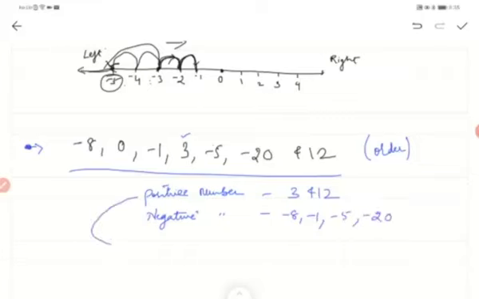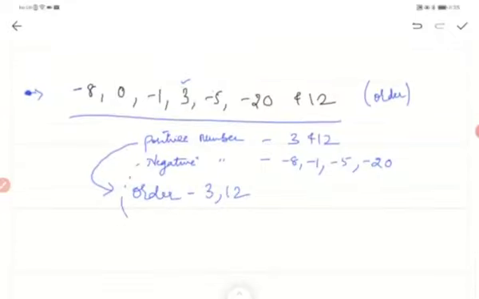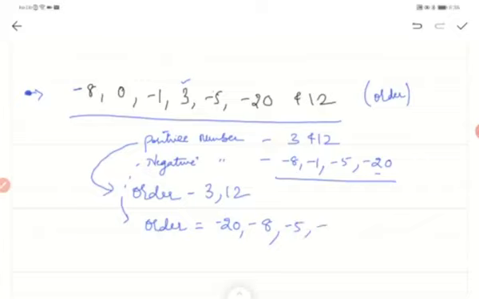Now let's order the positive numbers first. Either you arrange them in ascending or descending, so let's arrange them in ascending order. Ascending is from small to big, right? So our order will be 3, 12. The order for your negative numbers, from small to big: -20 is the smallest among all these. Next is -8, then -5 and -1.